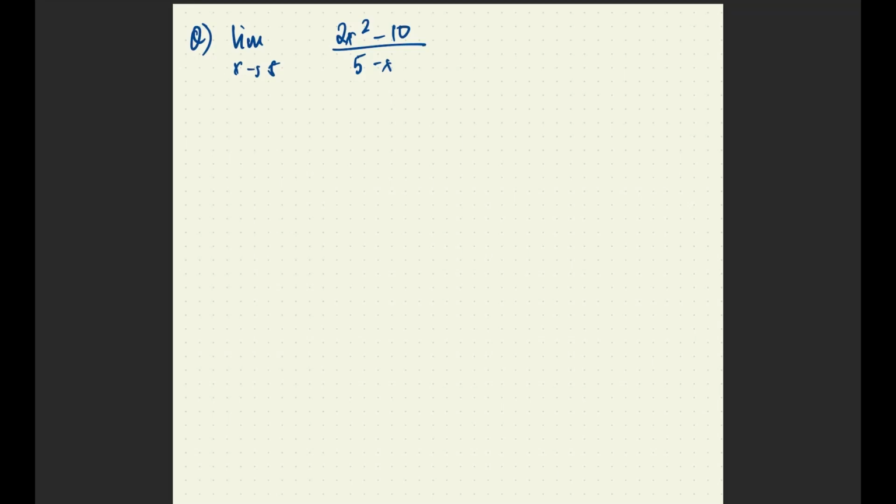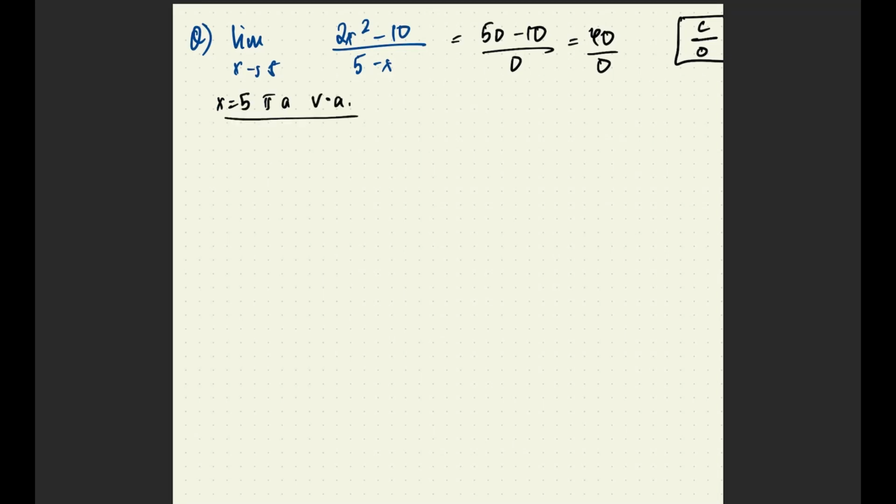The limit as x approaches 5 of 2x squared minus 10 divided by 5 minus x. So if I plug in, this is going to give me 50 minus 10 divided by 0. So that is just 40 divided by 0. So this is again in the form of a constant divided by 0. So right away I can say that x equals to 5 is a vertical asymptote. Okay. Now I need to find the one-sided limits to determine if the function is approaching positive infinity or negative infinity from both the directions. So let's find the limit as x approaches 5 from the right hand side first.